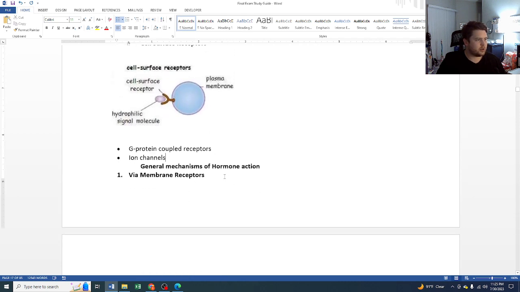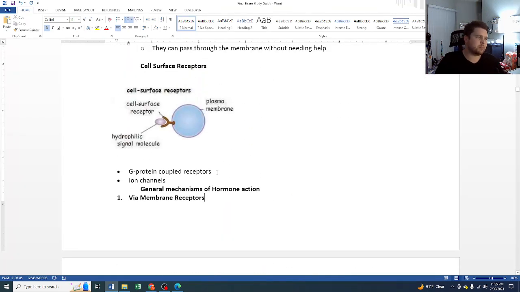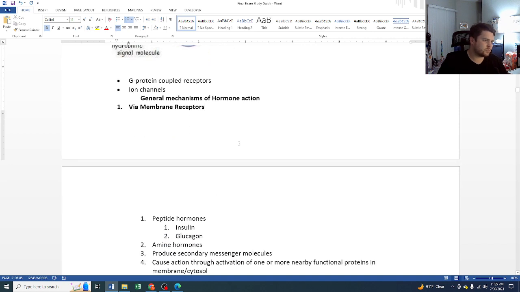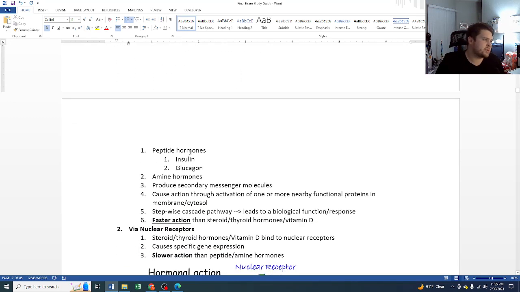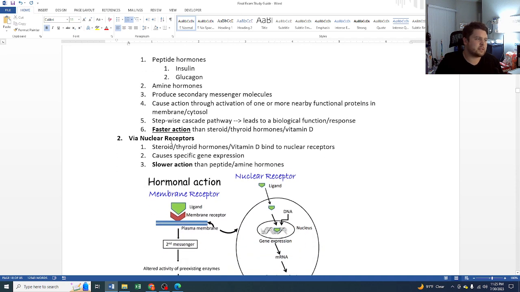So we're going to talk quickly about hormone action, and then eventually later on we'll get into some of the G protein coupled receptors. So mechanism of hormone action. It's via membrane receptors. So we have the peptide hormones such as insulin and glucagon. We have amine hormones. They produce secondary messenger molecules. And they cause action through activation of one or more nearby functional proteins in the membrane or the cytosol. And there's a stepwise cascade pathway, which leads to a biological function or response. And these are faster action than steroid or thyroid hormones or vitamin D.